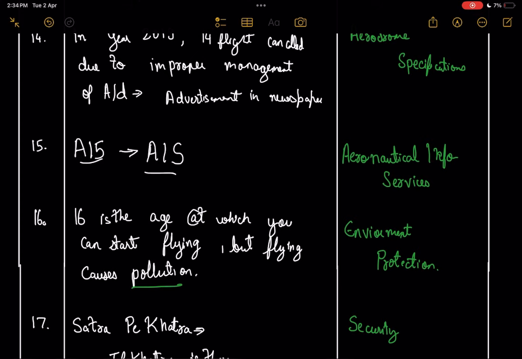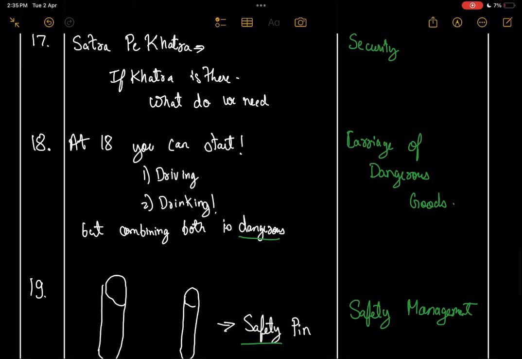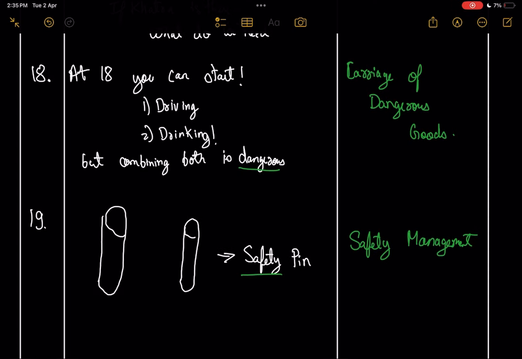At 16, you can start flying. What does flying cause? Pollution. Annex 16 is related to pollution. Pollution ko save karna hai. What do we do? Environment protection. 17 pe khatra. Now if we have khatra, we need security. Annex 17 is security. Annex 18. At 18, you start two things: driving and drinking. Now combining both is dangerous. So Annex 18 is carriage of dangerous goods. Annex 19. Now 19 looks like a safety pin. Annex 19 is safety management.